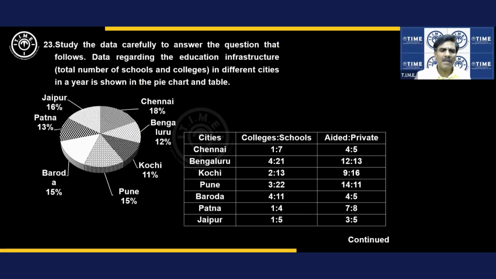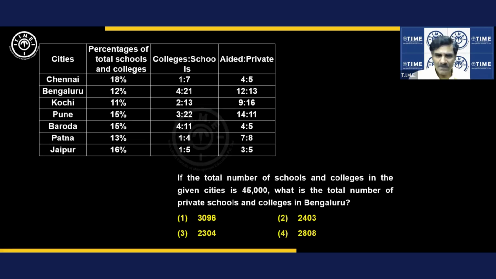Right? Here, a pie chart is given, followed by some information in a table. Study the data carefully to answer the question that follows. Data regarding the education infrastructure in different cities is shown in the pie chart, and the table is giving us a bifurcation of them into 2 categories. One is colleges, one is schools. The other way of bifurcation is aided colleges and private colleges. So the whole pie chart is converted into a small table here, so that in our calculation we don't have to move to the previous slide.